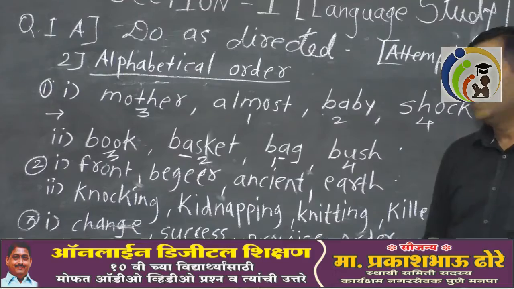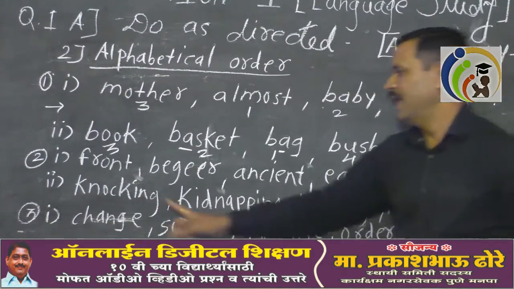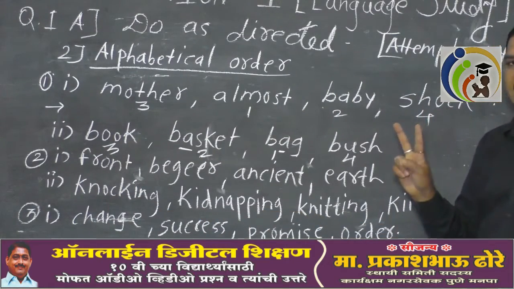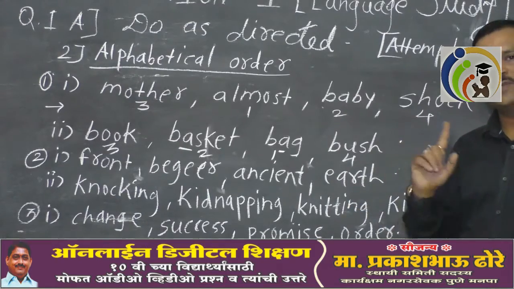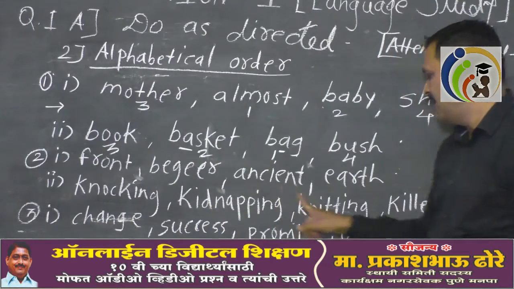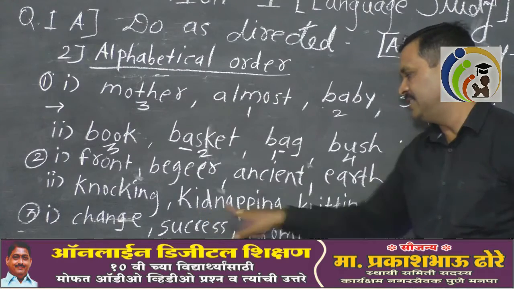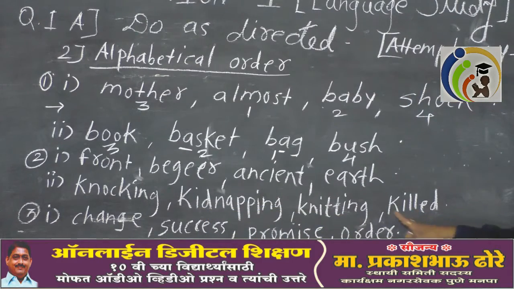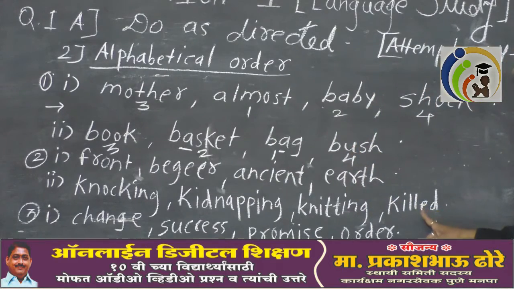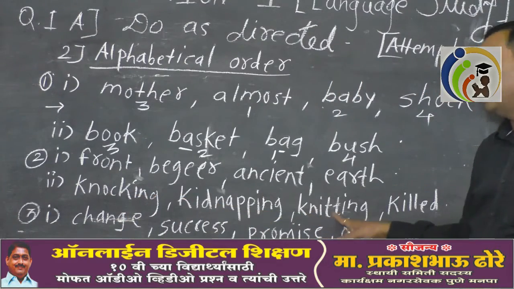No need to get afraid. Here go to the first letter, everywhere K, K is there. After K, what is there? N, I. Two times N and two times I. So first one, I is there or N is there? I is there. So kidnapping and killed. So KI, after I here D is there and here L is there. So what is the first? D is there. So kidnapping first, second one is killed, third one is knocking and here knitting.